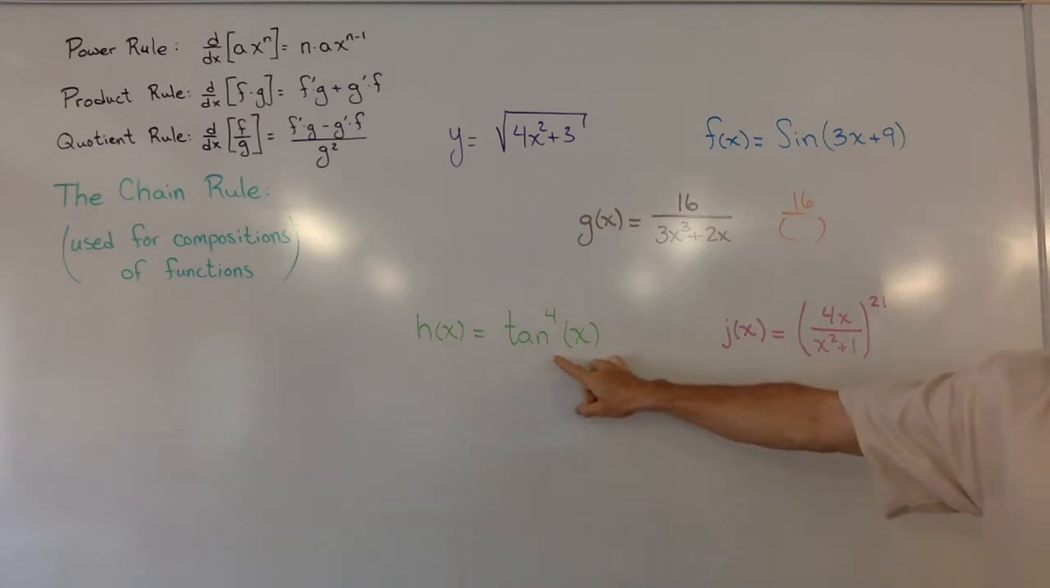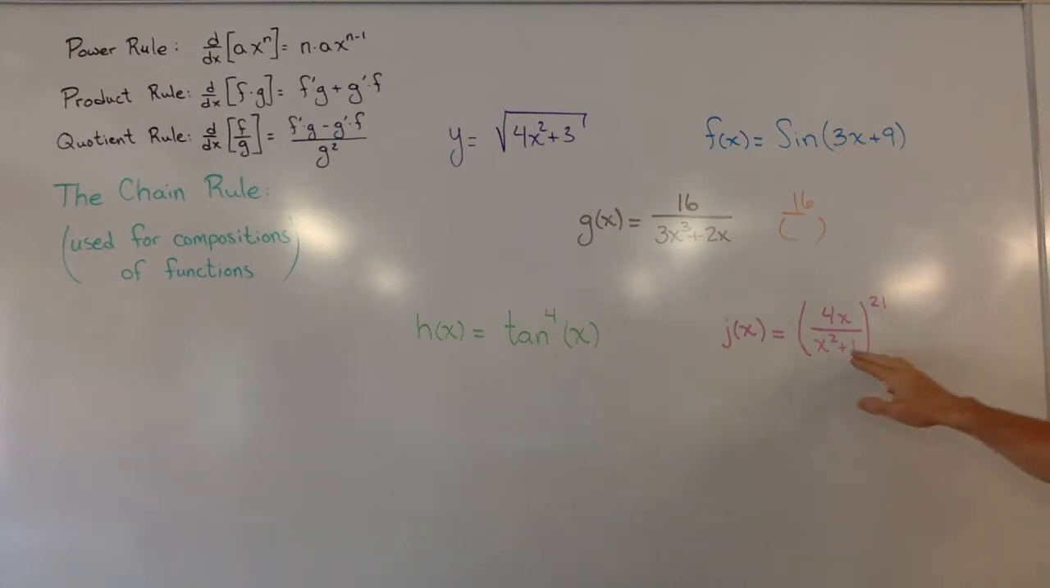This is a quartic function, something to the 4th power. But what are we taking to the 4th power? Tangent is the inside function. So, and even over here, we have a quotient rule. We have a rational function here, but it's being taken to the 21st power.